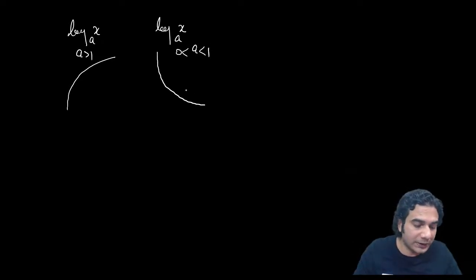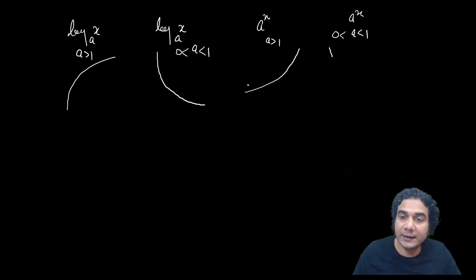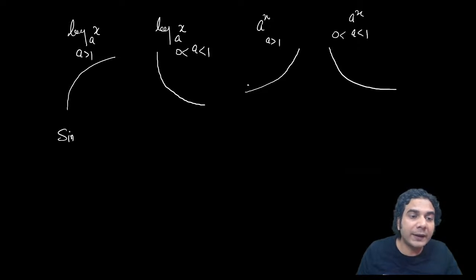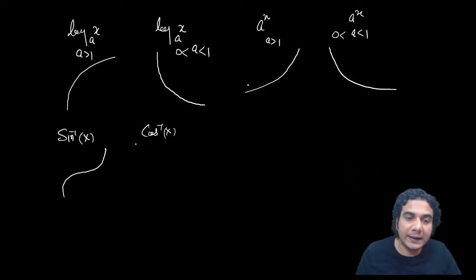So you need to remember all these functions which are increasing and decreasing. If you have a raised to x, a is more than 1, it's an increasing function. If a is less than 1 and more than 0, this is a decreasing function. Do you know sine inverse x? Sine inverse x is an increasing function. All inverse trigonometric functions are either increasing or decreasing. Yes, x cube, very good. So cos inverse x is a decreasing function.